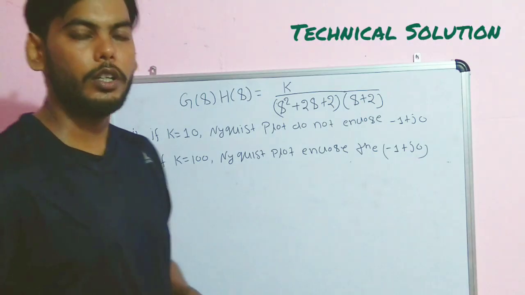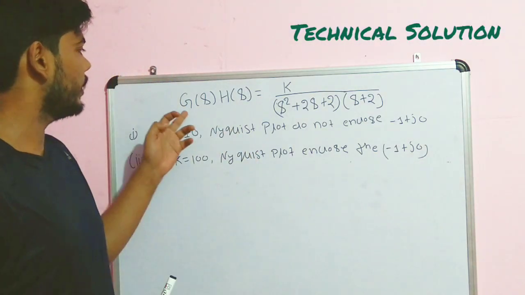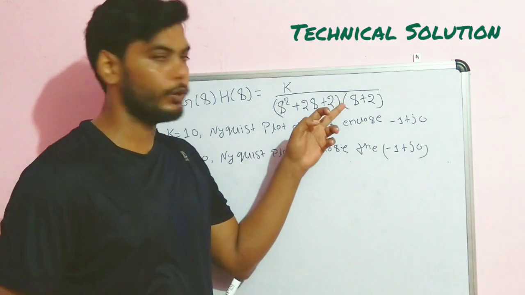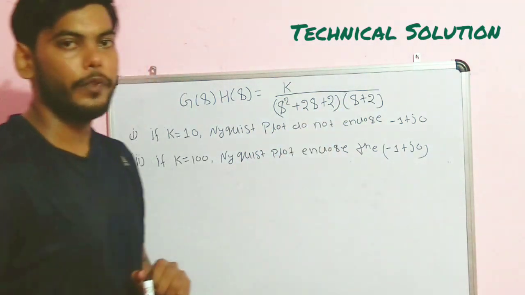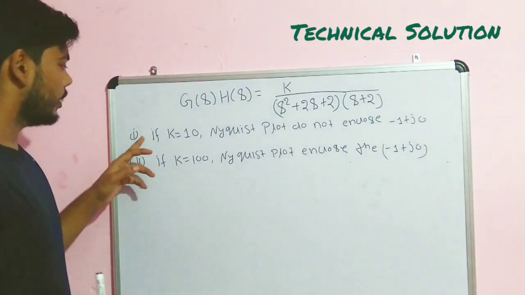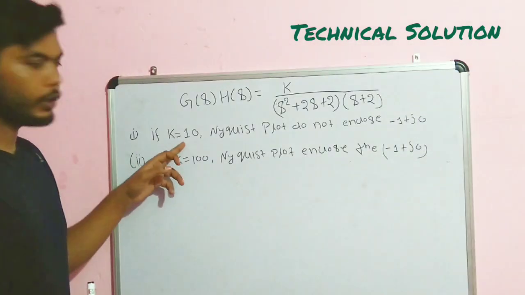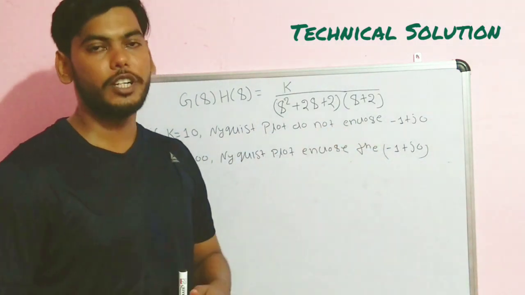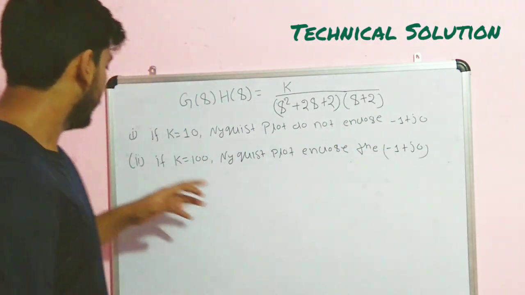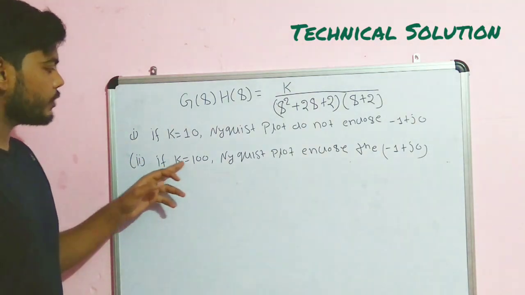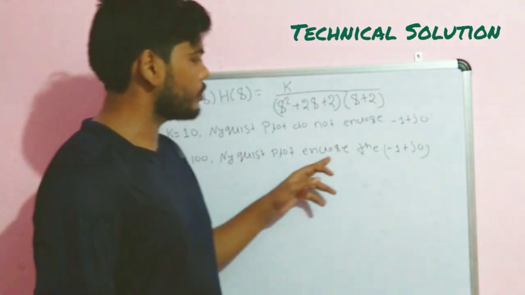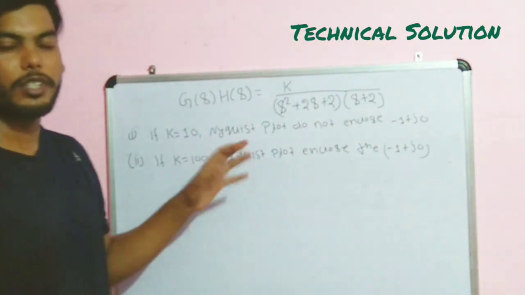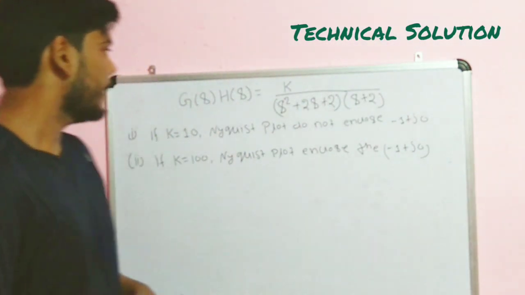In this question, the open loop transfer function is given. G(s)H(s) is equal to K upon (s square plus 2s plus 2) into (s plus 2). Also given, if K is equal to 10, the Nyquist plot does not enclose the minus 1 plus j0 point, the reference point. In the second condition, if K is equal to 100, the Nyquist plot encloses minus 1 plus j0. So is the system stable or unstable?